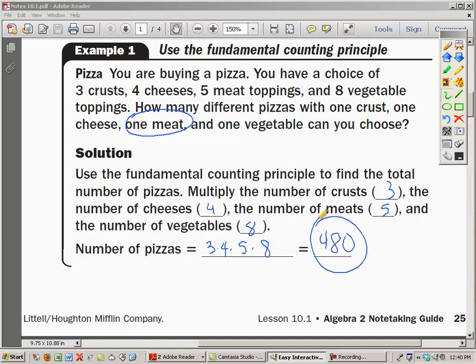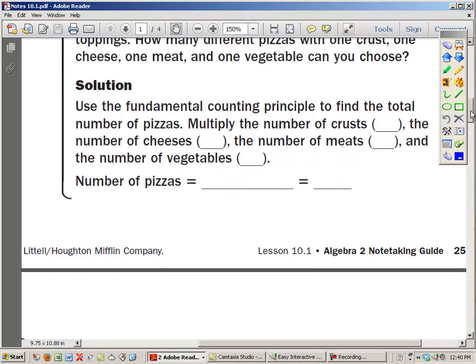And again, we don't want to make a table and a chart and start writing all of these down because this will take us an extraordinary amount of time. Instead, we just multiply the number of possibilities for each, and that tells us the total number of outcomes that we can have. So on the top of the next page, there's a checkpoint example.